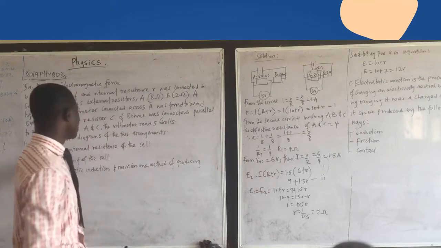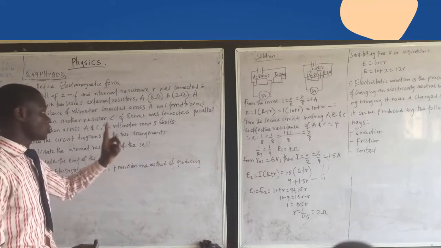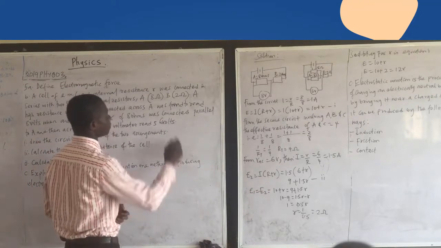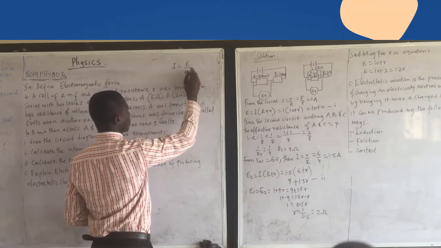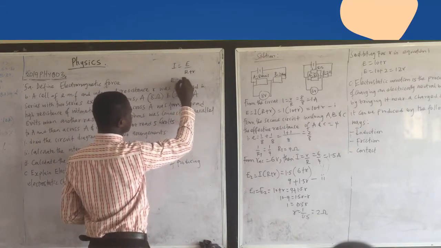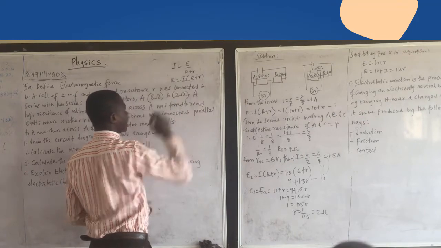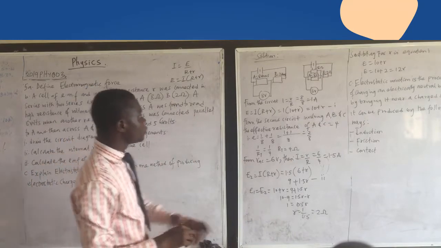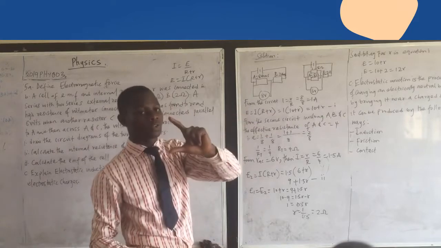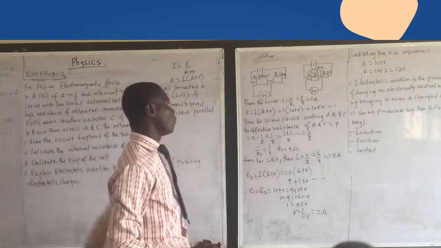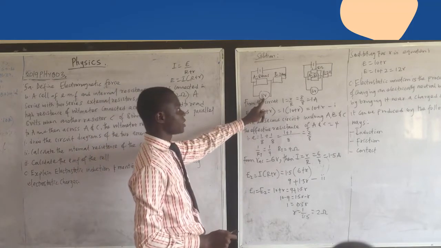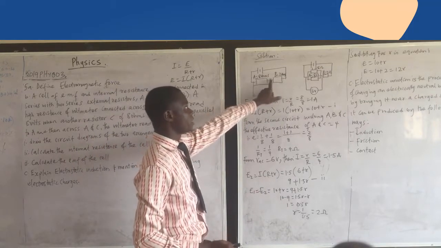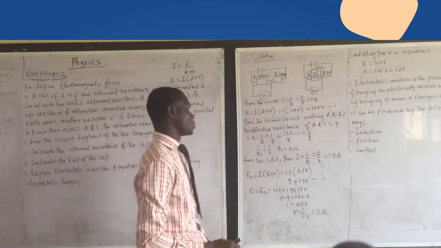So they want us to calculate the internal resistance of the cell, that is your small r. Remember your formula, I equals E over R plus r. You can cross multiply, E is equal to I in bracket R plus r. But we know Ohm's law, I is equal to V over R. What's our V? Our voltage is 8. What's our R? A is 8. 8 divided by 8 gives you 1.